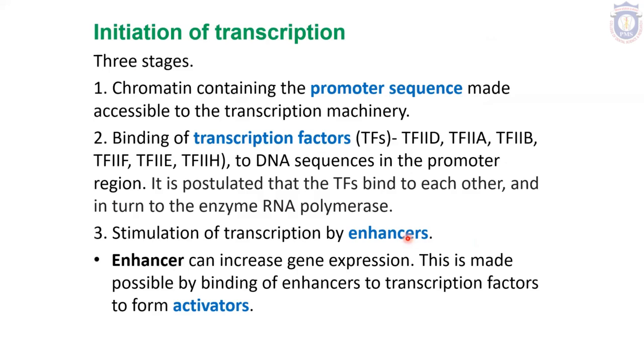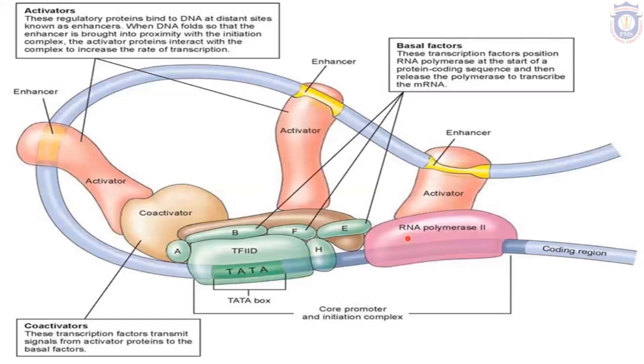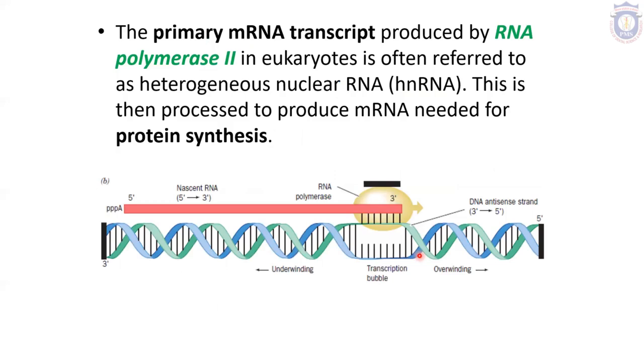Stimulation of transcription by enhancers. Enhancers can increase gene expression. This is made possible by binding of enhancers to transcription factors to form the activators. These are the activators, where the enhancers attached to the activators give signals to the basal factors via the coactivators and to the RNA polymerase 2 enzyme.